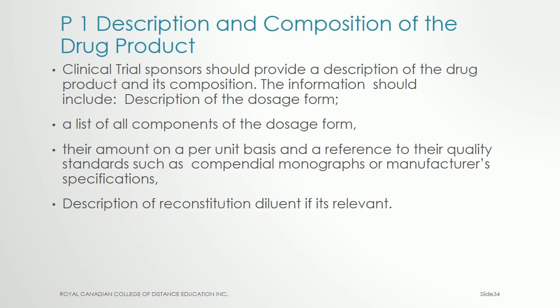Clinical trial sponsors should provide a description of the drug product and its composition. The information should include a description of the dosage form, a list of all components of the dosage form, their amount on a per unit basis and a reference to their quality standards such as compendial monographs or manufacturer's specifications, and a description of the reconstitution diluent if it's relevant.